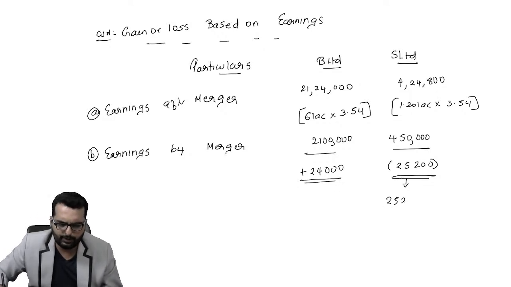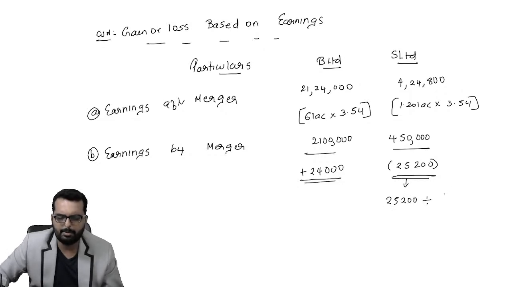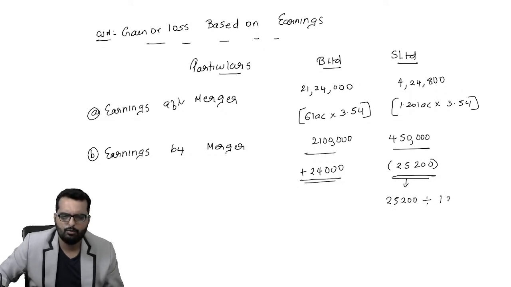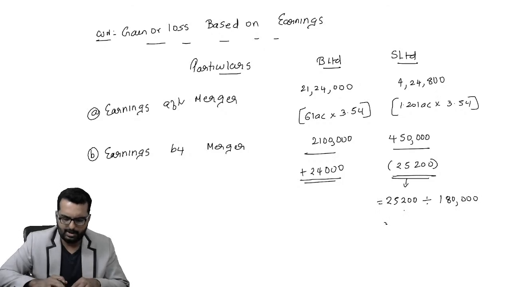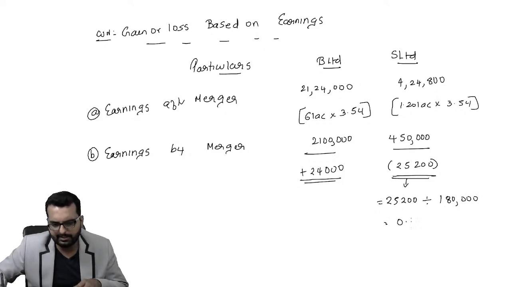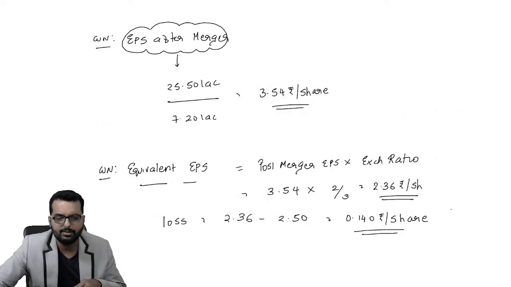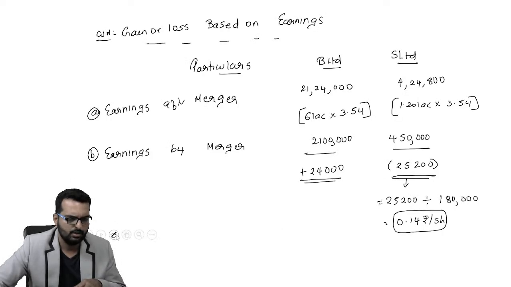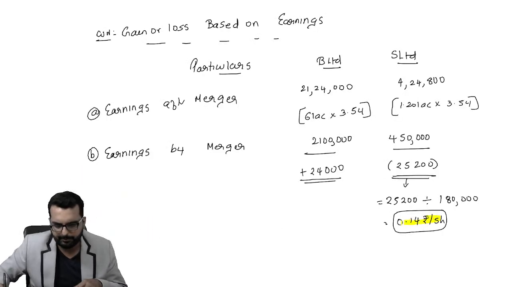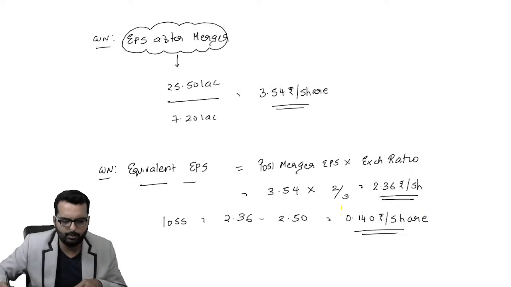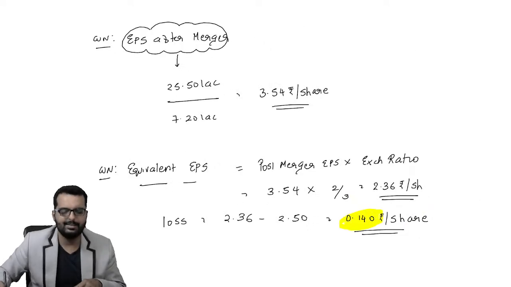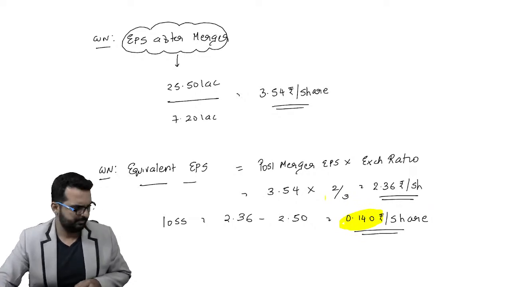So if I take 25,200 of loss divided by how many shares are there? 1 lakh 80,000 shares were there before merger, right? Divided by 1 lakh 80,000, you will get the answer as 0.14 rupees per share. Is that the same answer what you got over here, friends? I will just highlight that for your convenience. Here we got 0.14 and that's exactly the same answer you get over here.